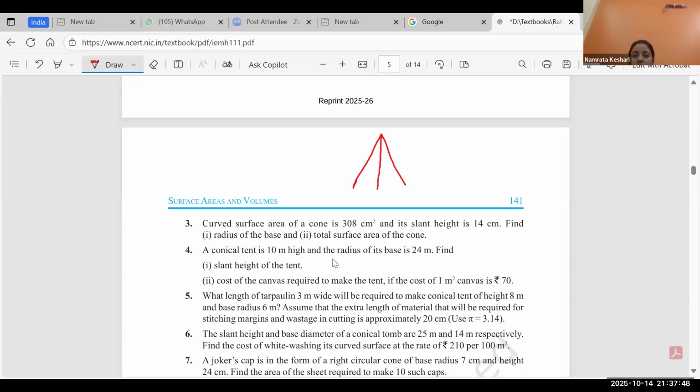As you know, in a cone there are two heights. One is slant height and one is this height. This height is the perpendicular. Suppose you are keeping a birthday cap on the floor, or on any flat surface like the bed or the table. There will be a perpendicular height.